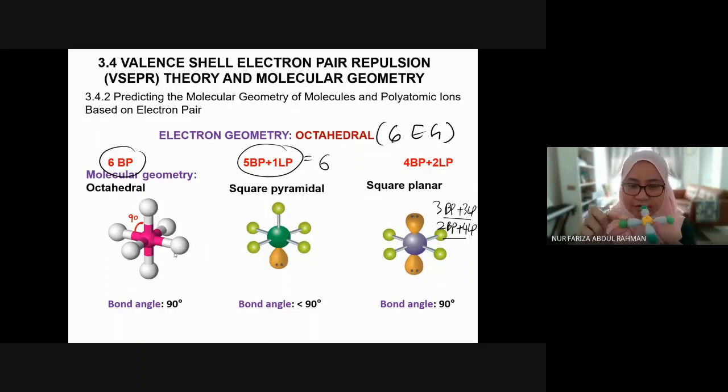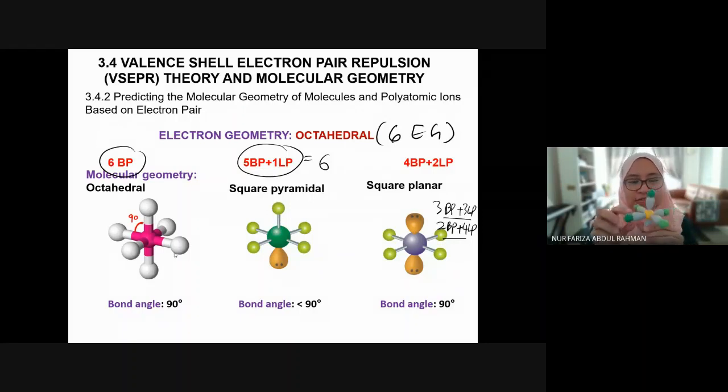Is it? Yeah. Octa kan stand for 8. Kan? Octagon. So octa means 8. So up here we have 4 sides. Kat atas piramid 4 sides. Kat bawah pun we have another 4 sides of pyramid. So in total we have 8 sides. So I think because of that it is called octahedral lah. Okay, alright. So this is octahedral. If there is no lone pair, the molecular geometry is known as octahedral.